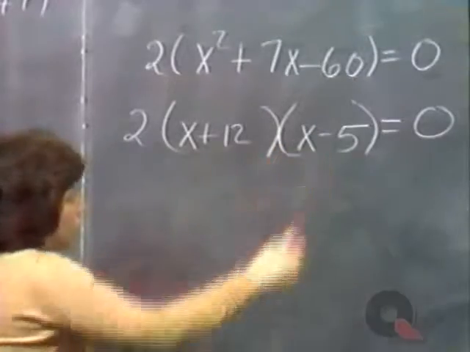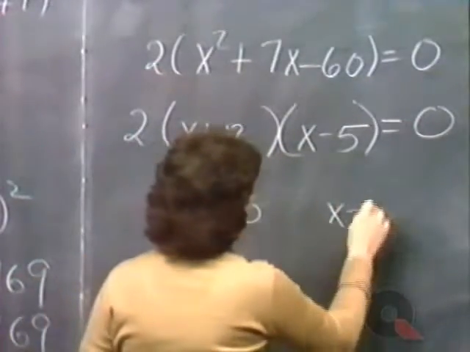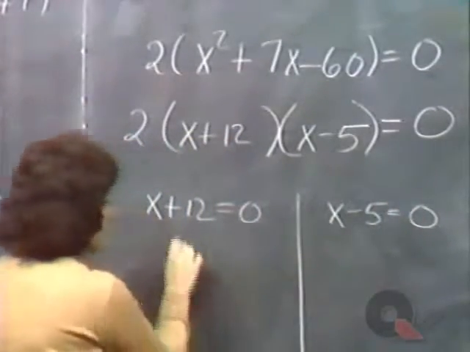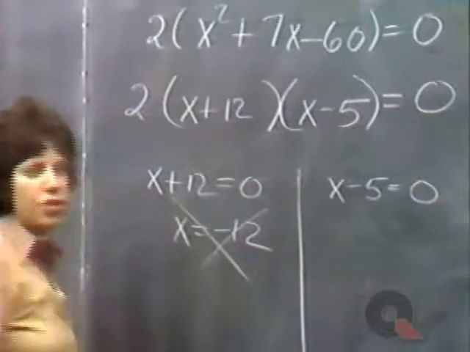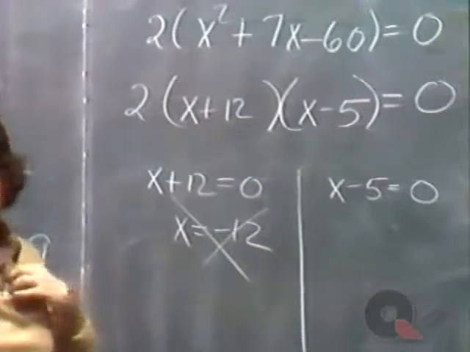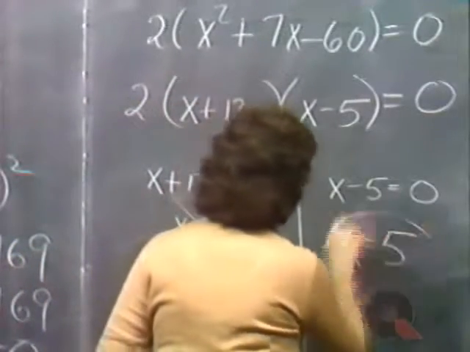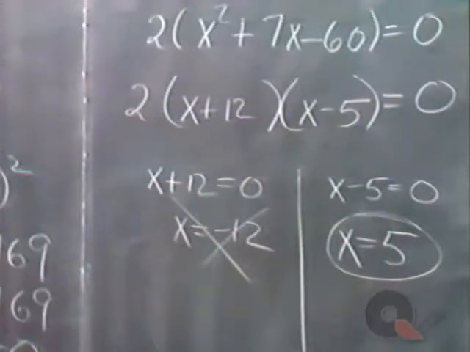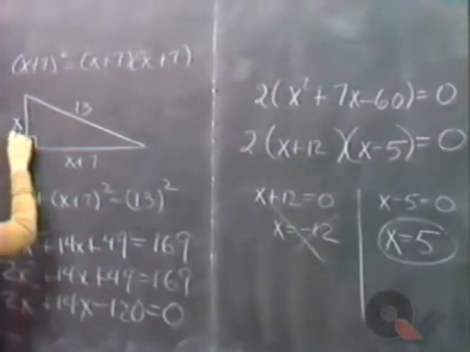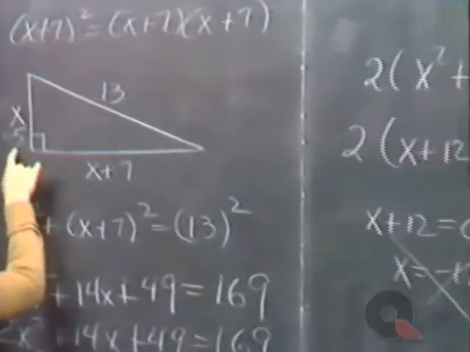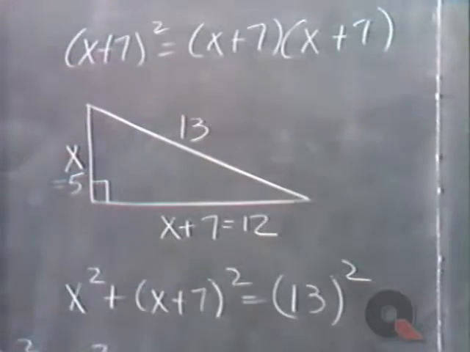If the product of two numbers equals 0, that means either this number equals 0 or that number equals 0. This gives rise to x equals minus 12, which we will reject in the same way we rejected all the other negative solutions that we got to the problem. And here, adding 5 to both sides, x equals 5, which is the answer. If x equals 5, then this triangle here has this leg equal to 5, this equal to 12, and the hypotenuse 13.